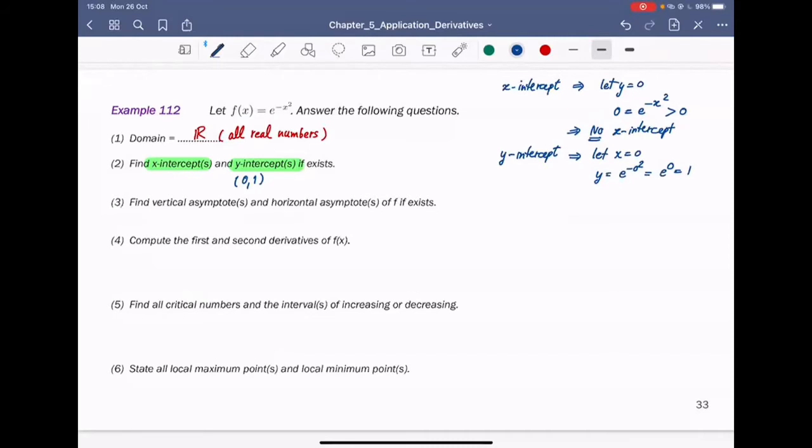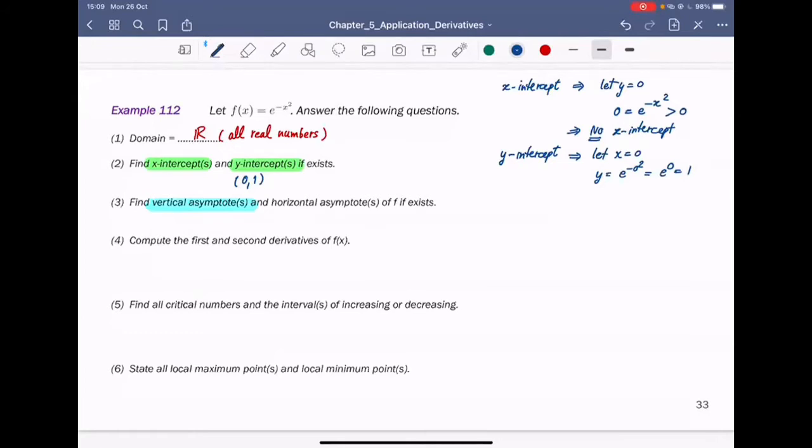So you can see that the idea is we are trying to collect more information, and at the end we're going to plot the graph. So let's look at number 3 here. I need the vertical asymptote and horizontal asymptote. So what is going to be my vertical asymptote? That means I want to know, is there any point where my function is going to hit plus or minus infinity?